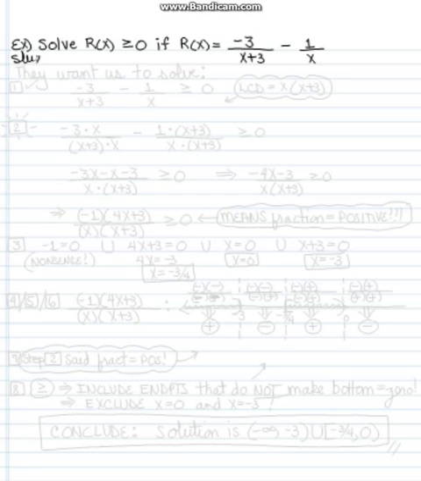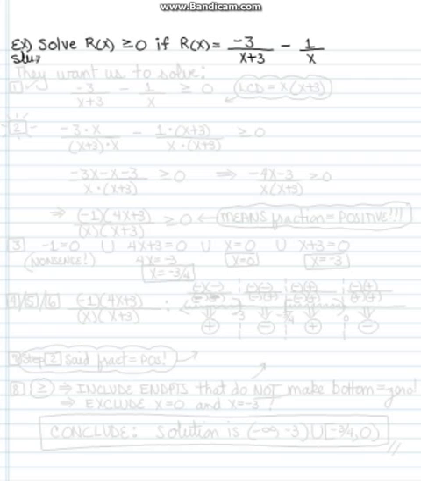This is a rather strange question. Well, I know it's got a rational function here, r of x equals a fraction, but the wording of the question is a little strange, so we're going to have to unwrap it. The example says, solve r of x greater than or equal to 0 if r of x is equal to negative 3 over x plus 3 over minus 1 over x.